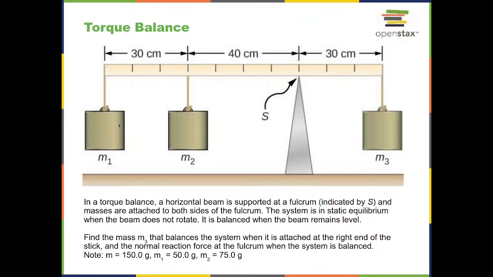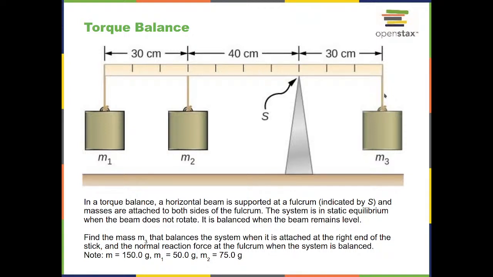But there are also additional weights hanging off of this meter stick. There's a weight of 50 grams, weight 1, and a weight of 75 grams, weight 2. Weight 1 is hanging at the end. Weight 2 is hanging 30 centimeters from the end. And so the question is, what weight do we have to hang off this balance on the other side, 30 centimeters from the pivot point, to make sure that this entire torque balance is in static equilibrium, so it's essentially not starting to move.